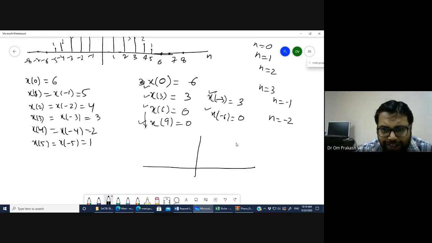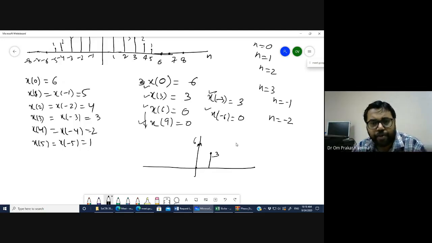Sir, x0 is 6. However, the first value x3 is now 3. Okay, x3 is now, this is 6, this is, let's say, 3. This value is 3, this value is 6. This is a 1, this is a 0, this is a 2. Now you understand, this is the new value.